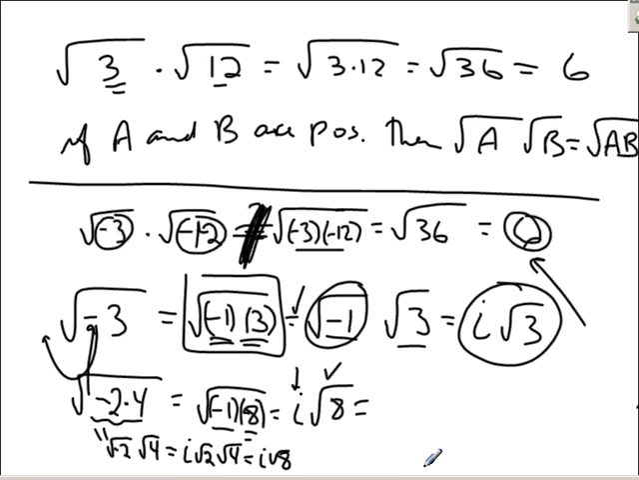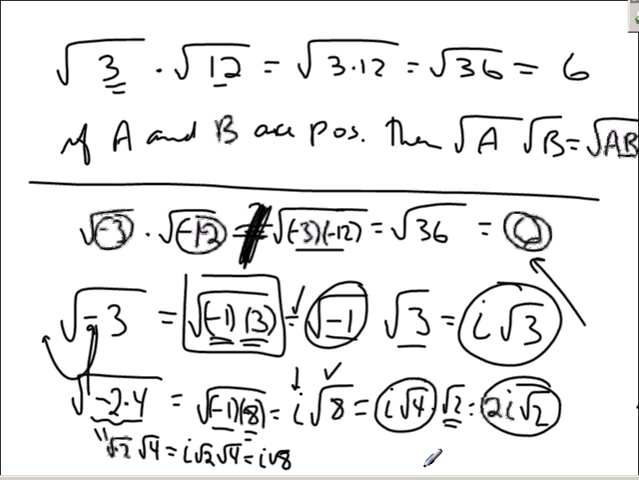And we can simplify this. Square root of 8 is square root of 4 times square root of 2. That will be 2i. Square root of 4 is 2. i times 2 is the same as 2 times i times the square root of 2.